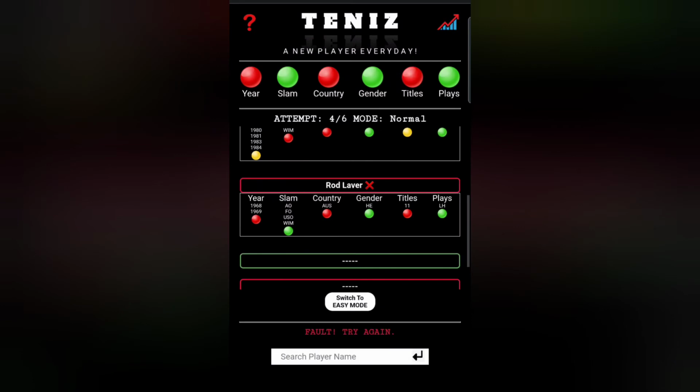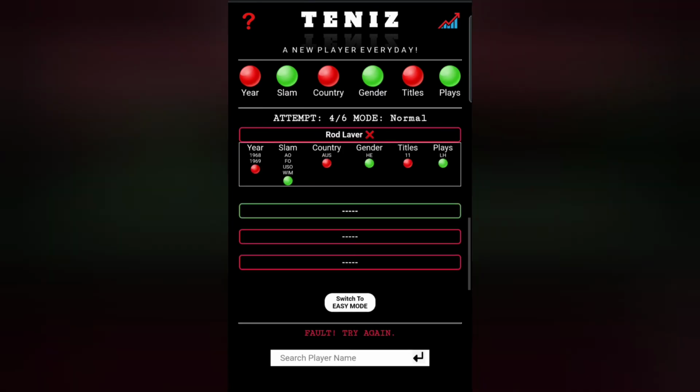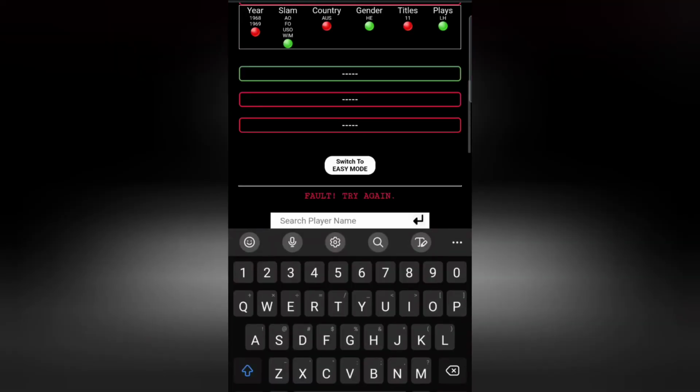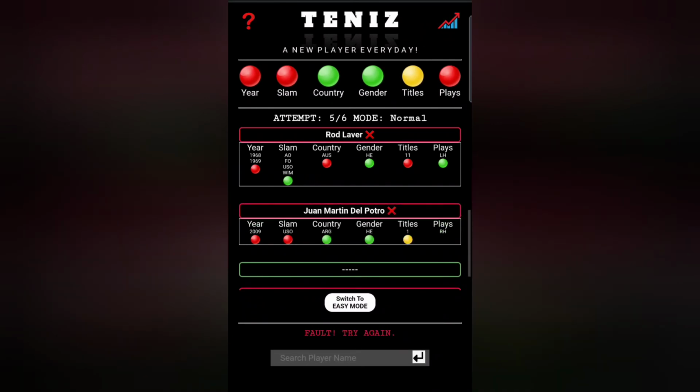You can see the country field when we entered Rod Laver is showing as red. So now we conclusively know that the mystery player is not from Australia. In all probability, we are now down to South America. And obviously one Grand Slam champion that I can think of from South America, from the recent past, is Del Potro. So let me try Del Potro.